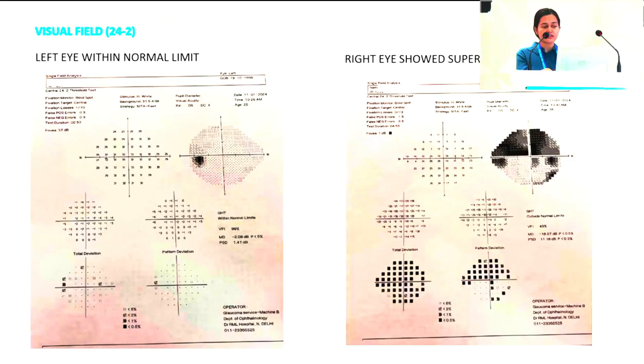This is the visual field of the same patient. The right eye showed a superior altitudinal defect, and the left eye was within normal limits.